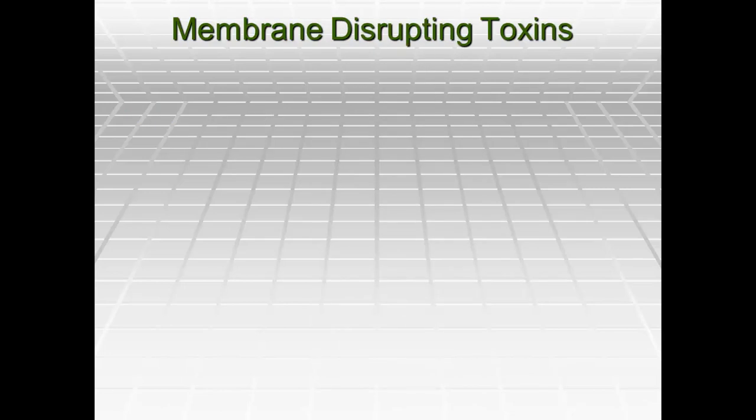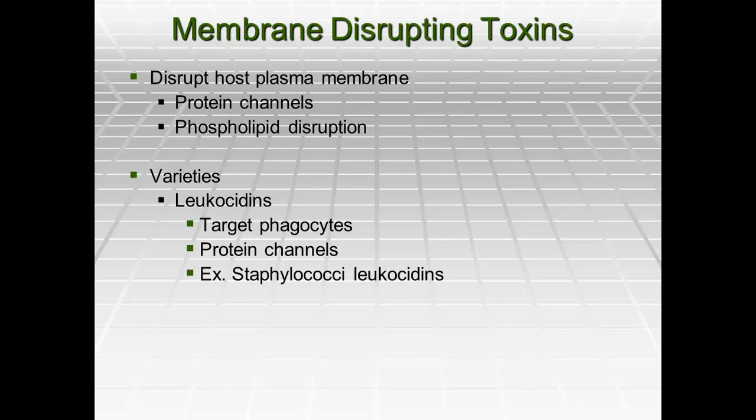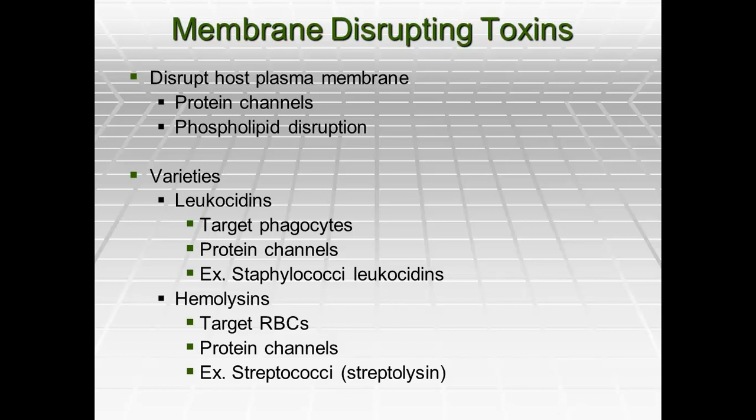Membrane disrupting toxins. Membrane disrupting toxins disrupt the host plasma membrane. So they lyse the host cells by making protein channels in the plasma membrane and disrupt the phospholipid bilayer. There are two varieties. Leukocidins target phagocytes by putting protein channels. Example of this would be Staphylococci leukocidins. Hemolysins target red blood cells. They also produce protein channels. Example, Streptococci, which uses streptolysin.